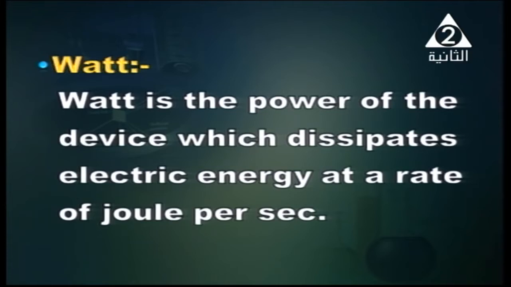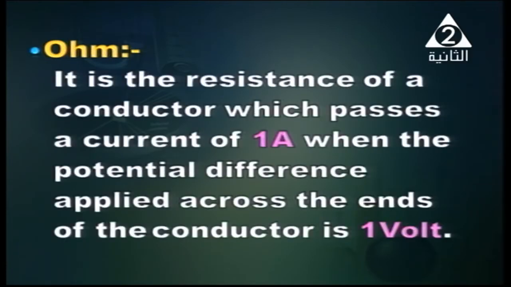And what about ohm? Definition of ohm. Ohm is the unit of electric resistance. It is the resistance of a conductor which passes a current of 1 ampere, when the potential difference applied across the ends of the conductor is 1 volt.